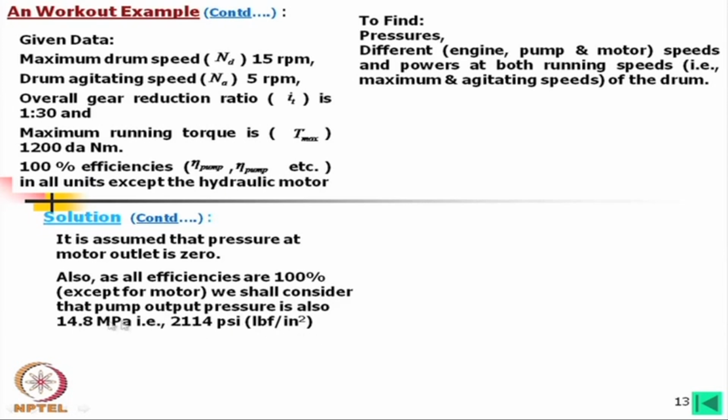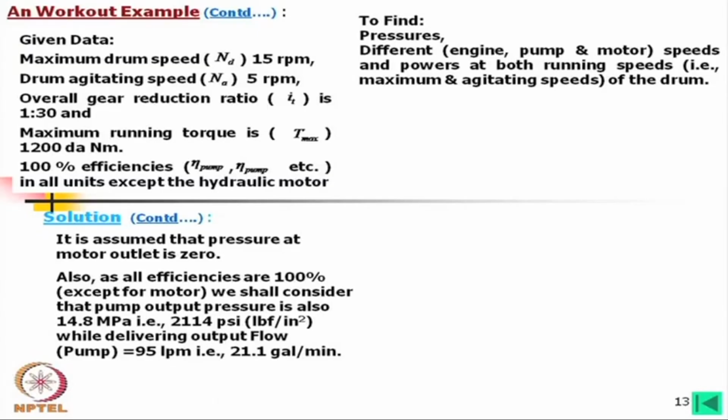Now, how to calculate this? Roughly you can say 1000 psi is equal to 7 megapascal. Then while delivering output flow equal to 95 liter per minute, assuming this is imperial gallons, we will divide by 4.5, which will give you gallon per minute. Okay. So, we need this pump flow output and pump pressure output.